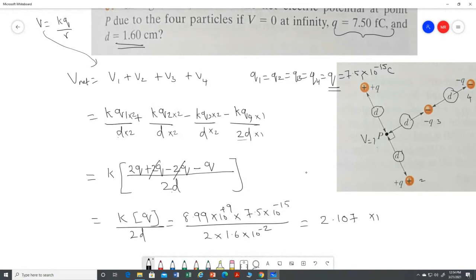10 to the power of minus 3 and the potential unit is V. This is the answer for the fourth question. Clear?